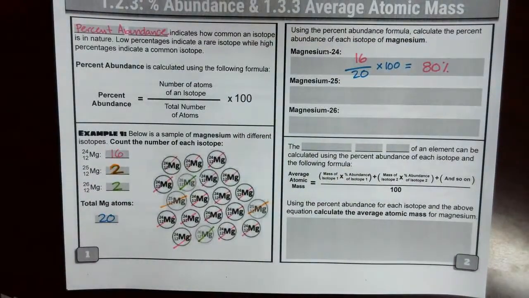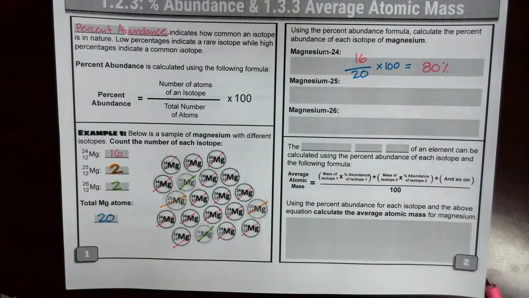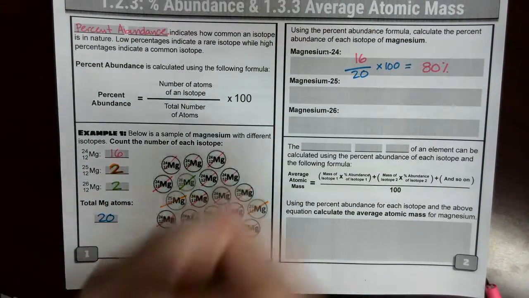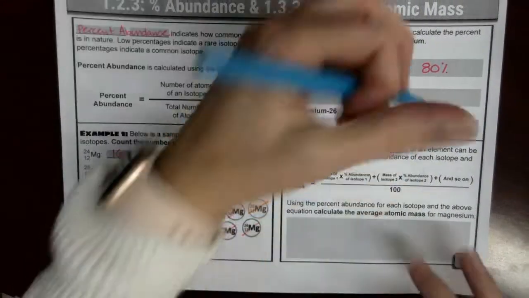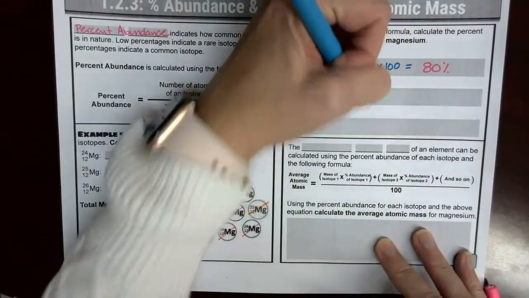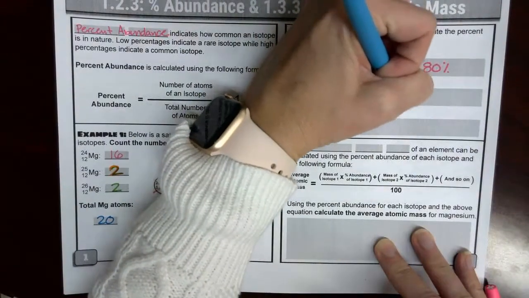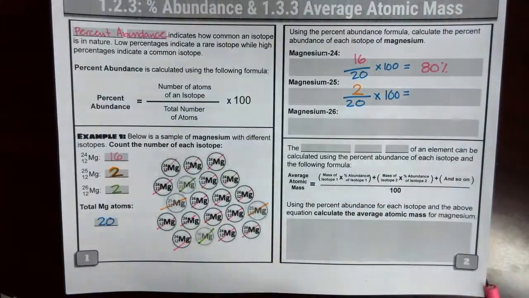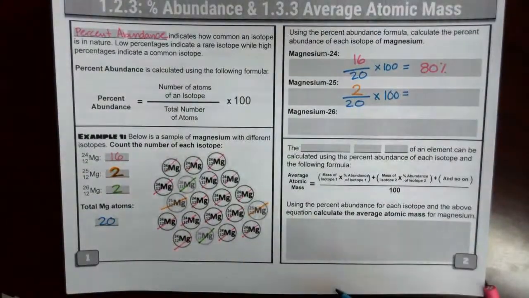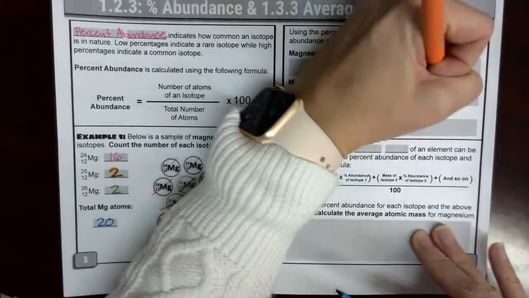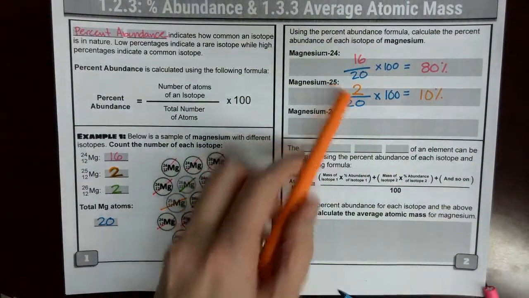Then I'm going to do the same thing for my isotope 25. I had 2 atoms with a mass of 25 out of a total of 20 times 100. If I put that into the calculator, 2 divided by 20 times 100 is going to be 10%. So 10% of my atoms have a mass of 25.